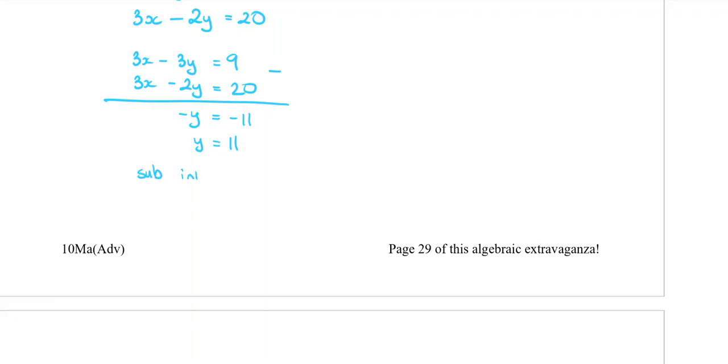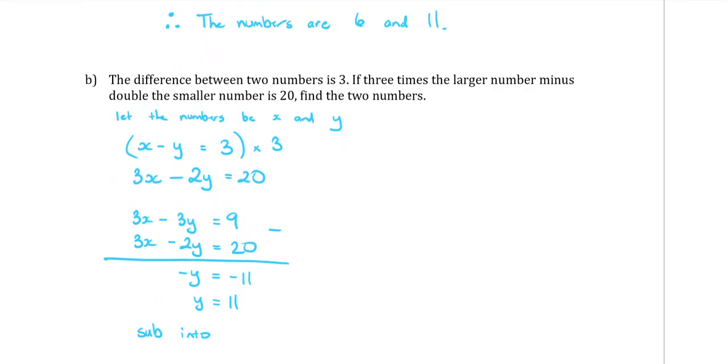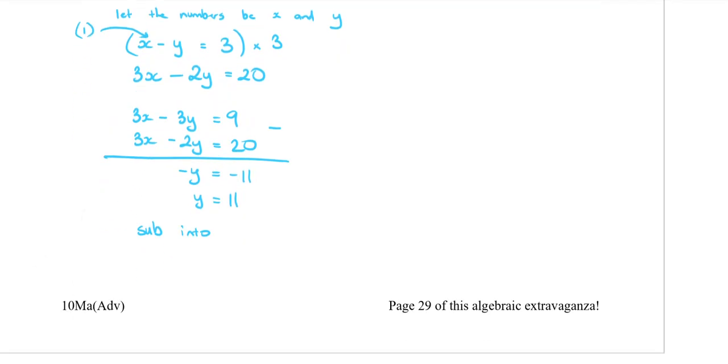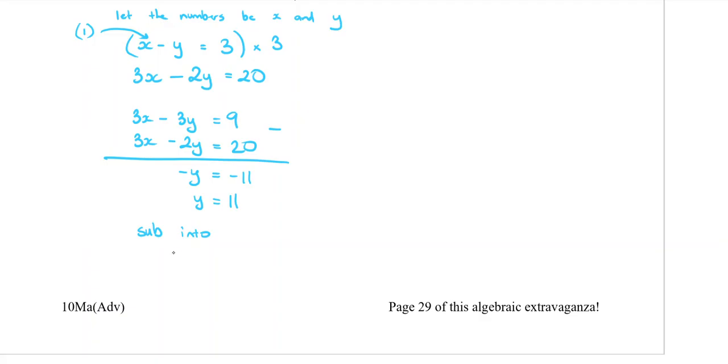Sub into, where do we want to sub into? Back up here, equation 1. So that would be x minus 11 equals 3. Add the 11 and we get x is equal to 14. Therefore, the numbers are 11 and 14.